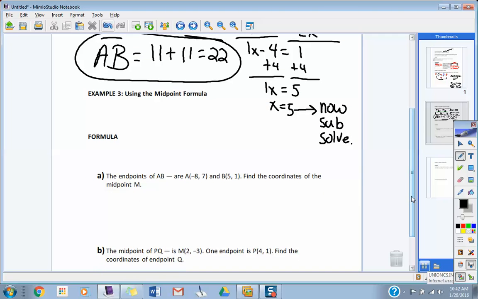Now guys, here's the deal. At the very beginning of this class I said, where is the very middle of 4 and 10?